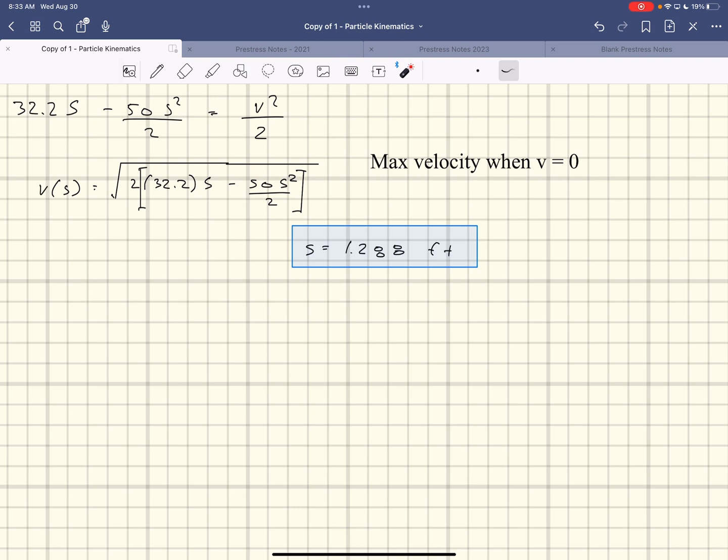All right. The first part of the problem says what's the max position. The second part of the problem says what is the max velocity? When are you going to get the max velocity? What's that?